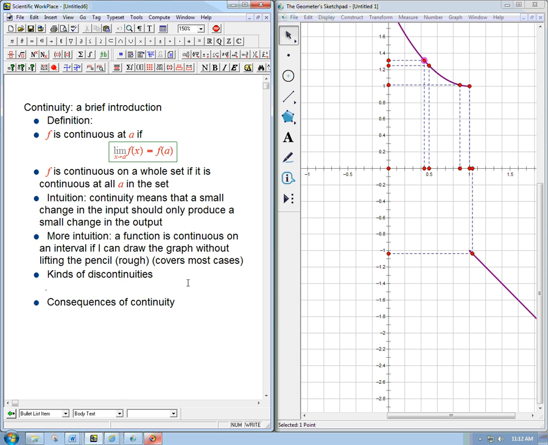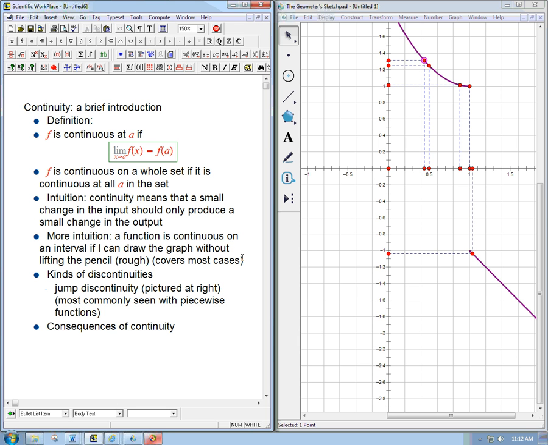So we've got a jump discontinuity, which is like the one pictured, right? Where the limit from the left and right exists, but they're not equal. This is most commonly seen with piecewise functions. With the formulas we usually use to create functions, sine, cosine, x squared, these don't really show up very often. But if you make a piecewise function, it's very easy to do this.